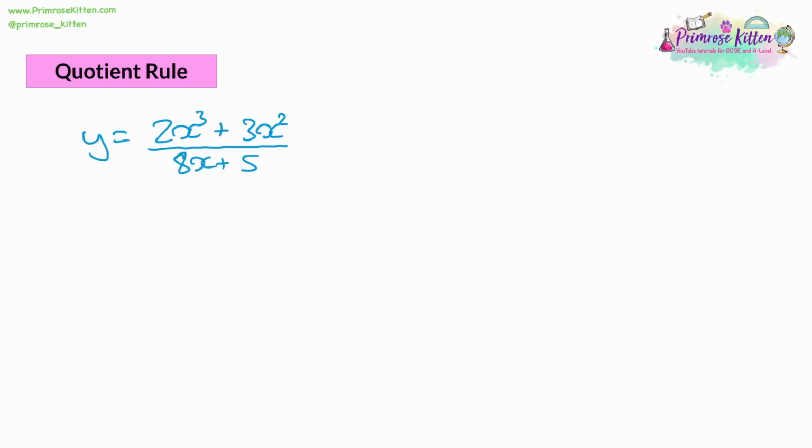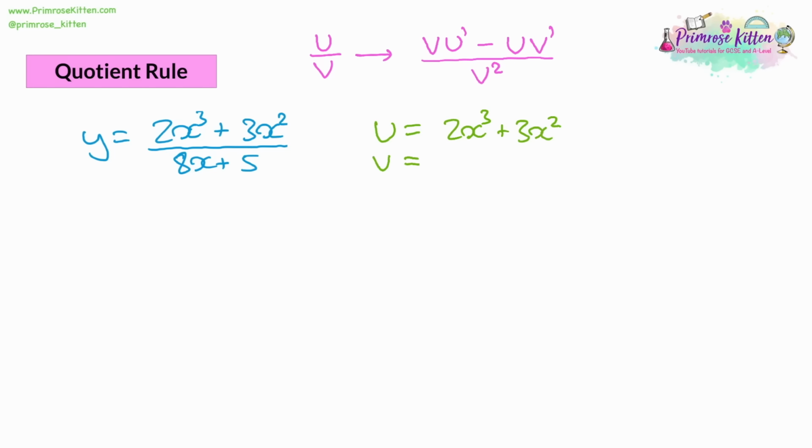So I would say if you've got u over v and you want to differentiate them, then you're going to do v multiplied by the differential of u, take away u multiplied by the differential of v, all divided by v squared. So first we're going to figure out what u and v are. So u is going to be the numerator, 2x cubed plus 3x squared, and v is the denominator, 8x plus 5.